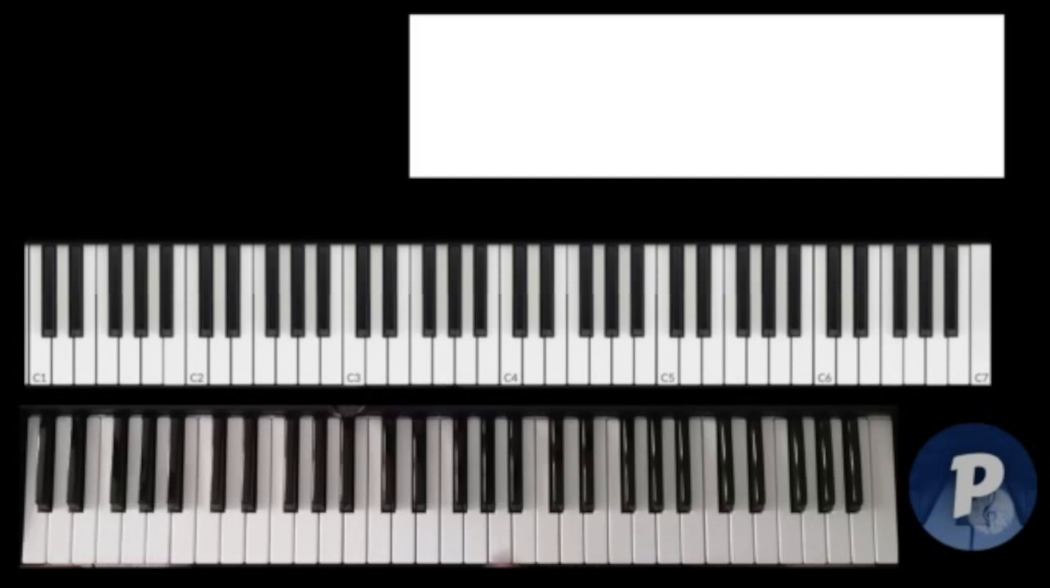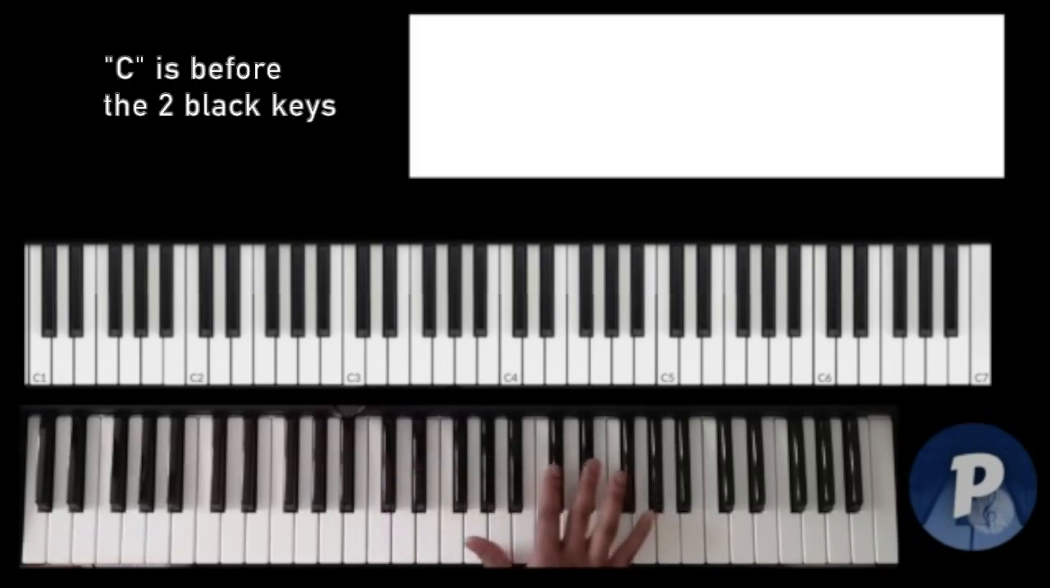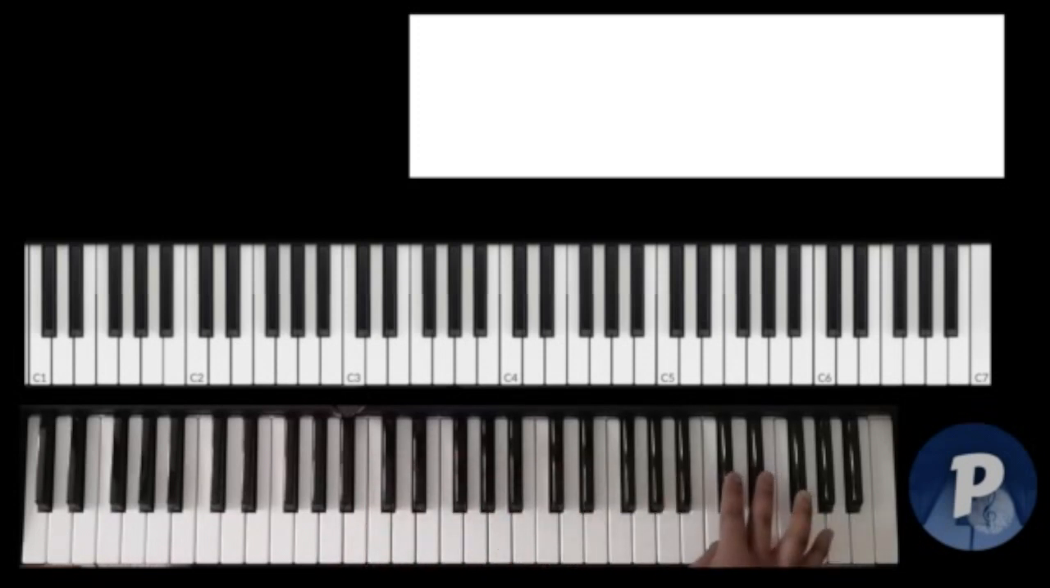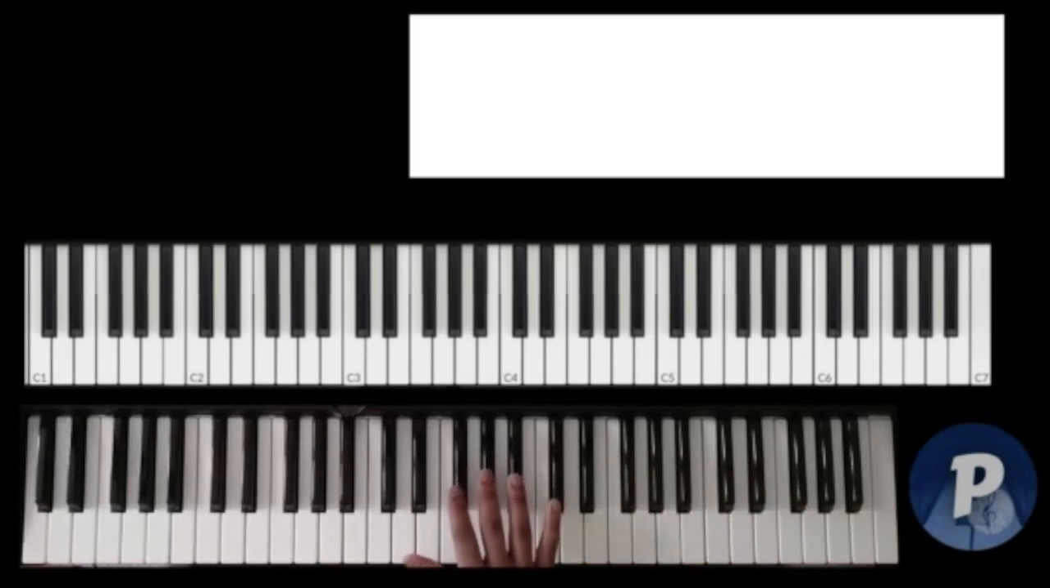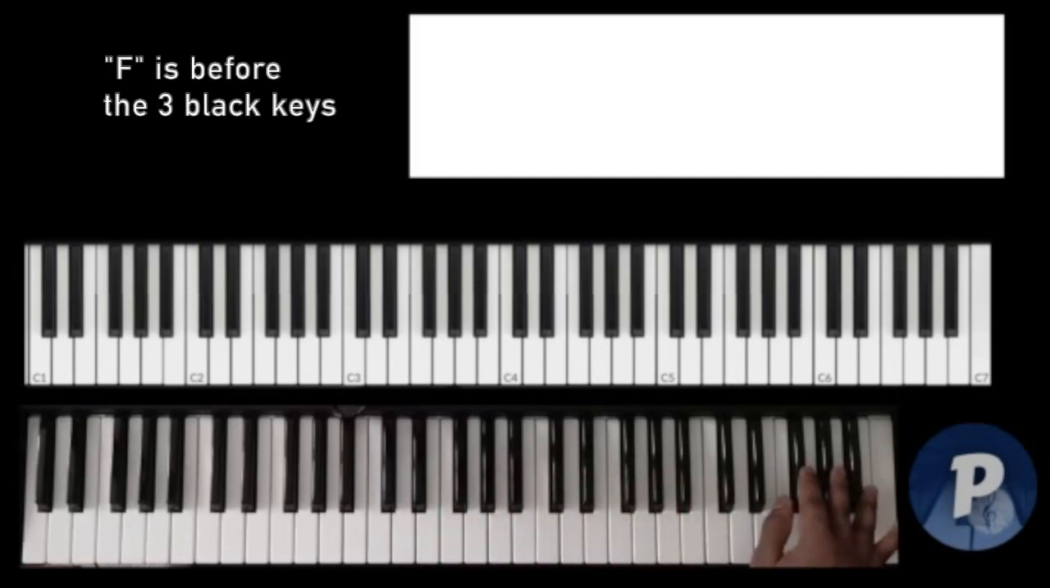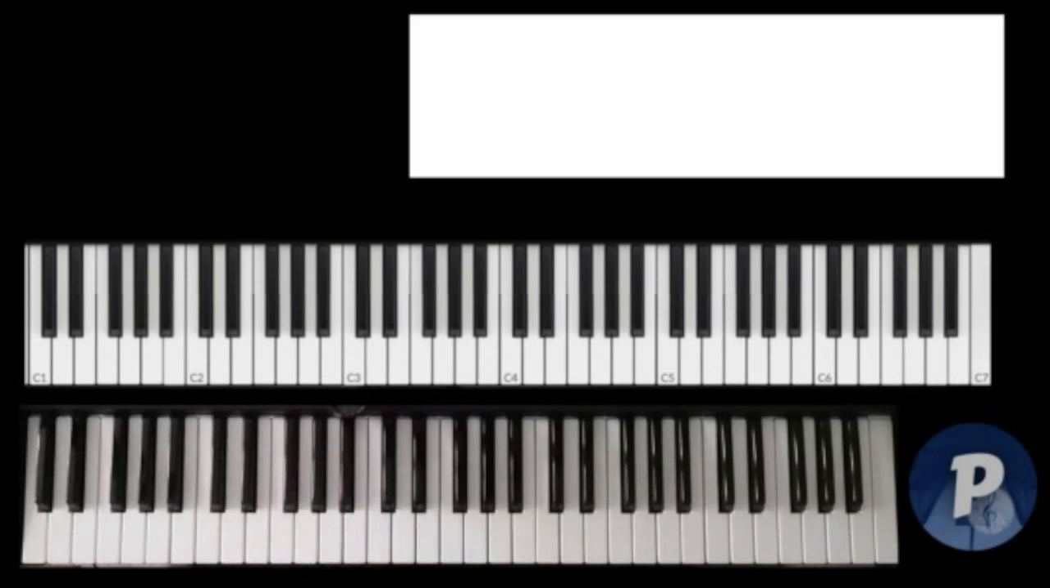Now, just as a point of reference, C is always before the two black keys on any keyboard or piano. So you find a set of two black keys, C is just before that. Set of two, C. Set of two, C, and so on. And also for future reference, F is before the set of three black keys. So F is before the three black keys. Okay, so we found C.